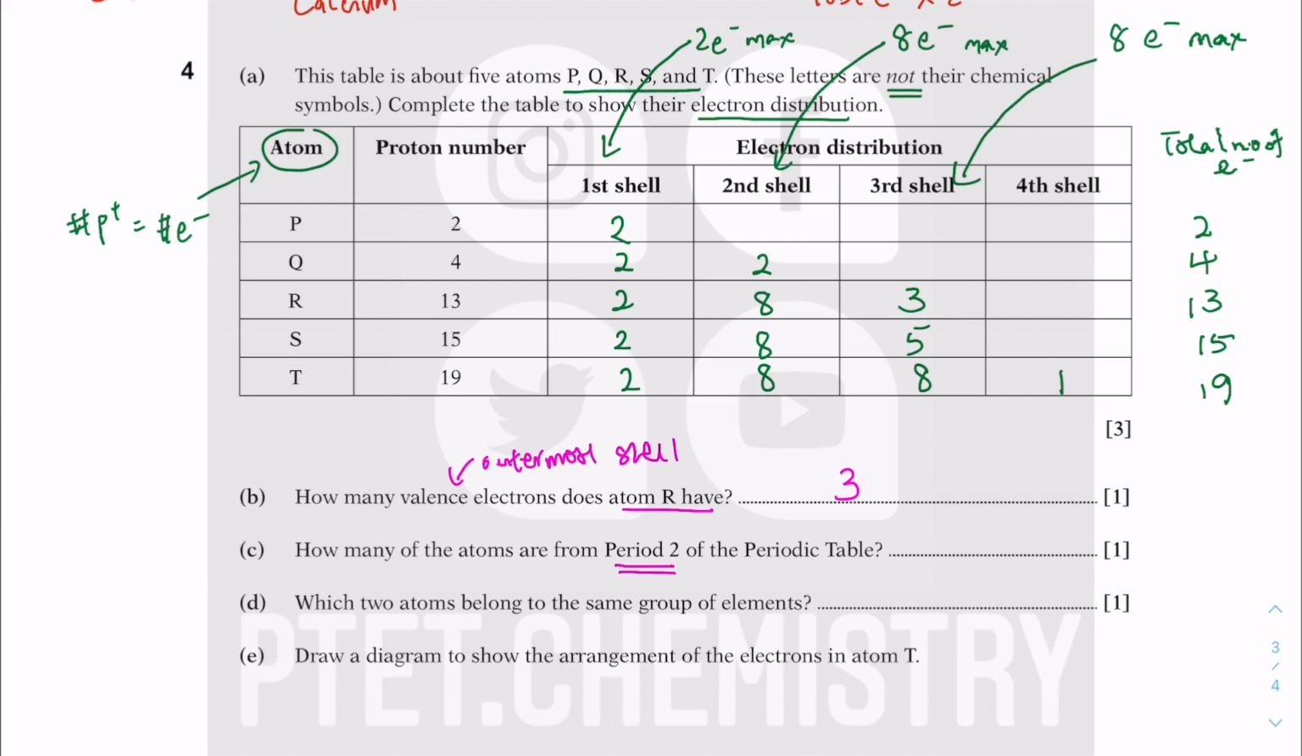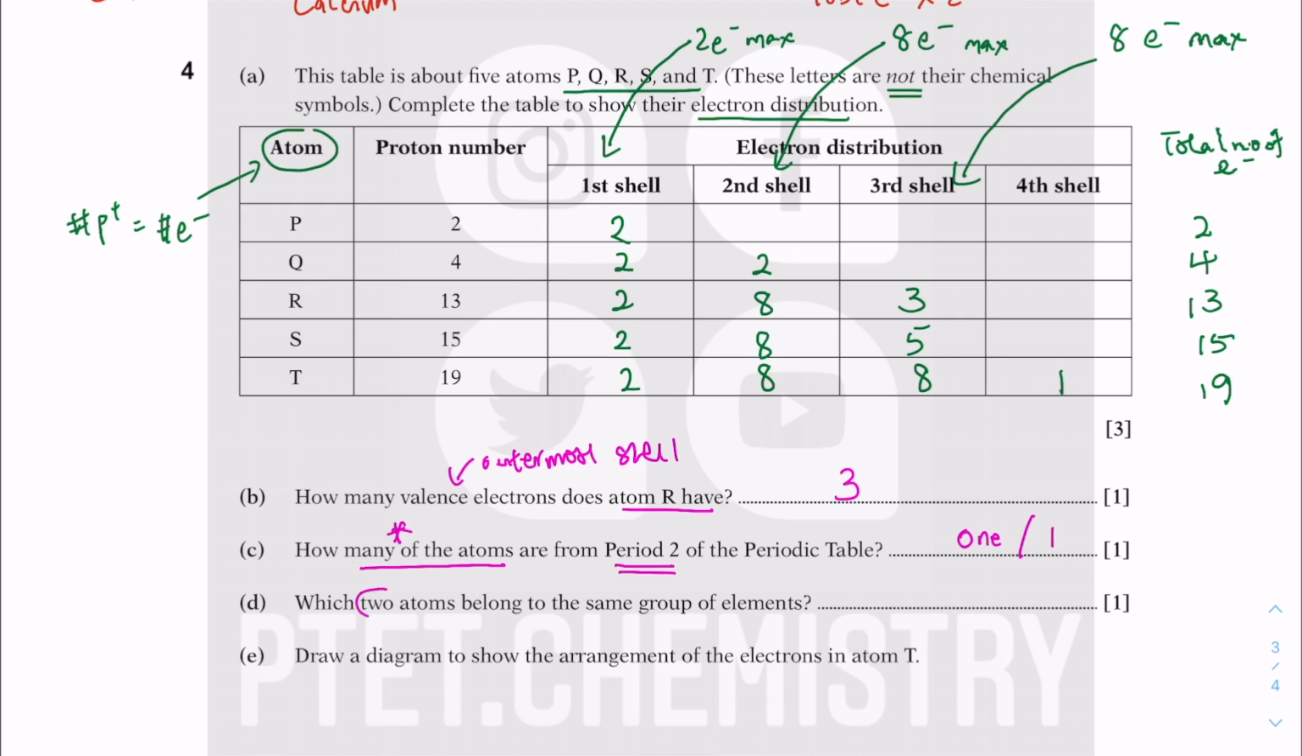So how many of the atoms? How many? Read the question. So only 1. Even though the answer is actually 1, they could ask which atom is from period 2, then there will be Q. But Q is not the answer here because the question asks how many of the atoms. You've got to read the question.